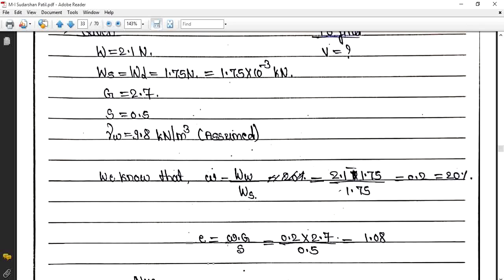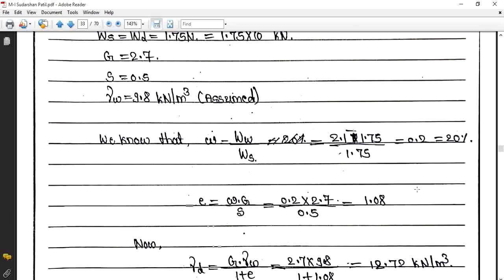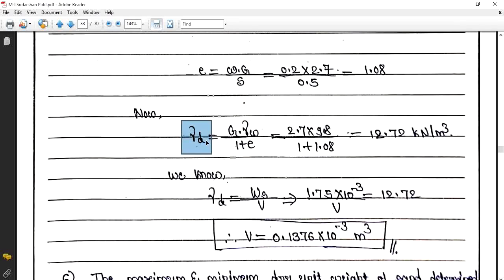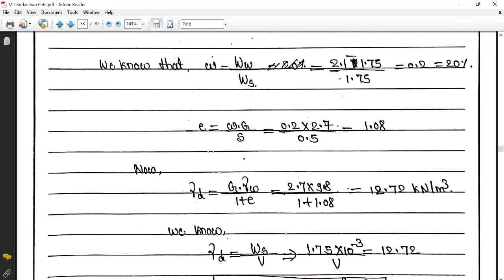So e is equal to w into G divided by S. So e I have to find out. Why am I doing all this? Because I need to get the dry unit weight. If I get the dry unit weight and I have the weight of soil solids, I can easily find out the volume. That's why I need the dry unit weight. To get the dry unit weight, G is given, I need e. To calculate e, I need the water content. That's why I am calculating this water content. So e is equal to water content into G divided by degree of saturation, that is 0.2 into 2.7 divided by 0.5, which gives us 1.08.